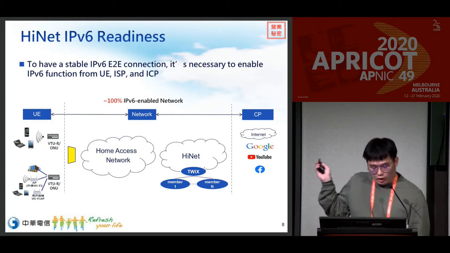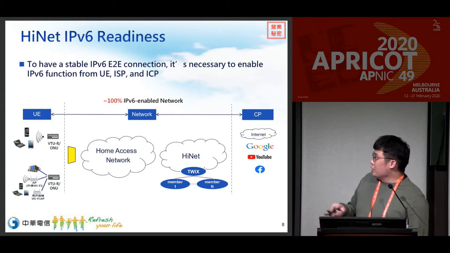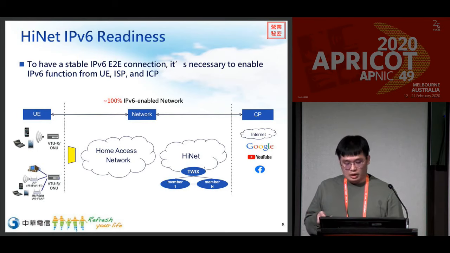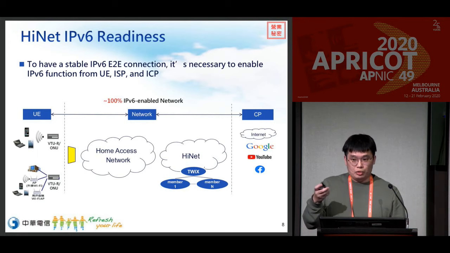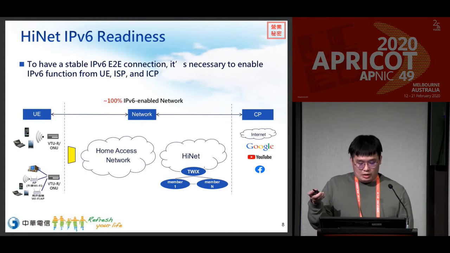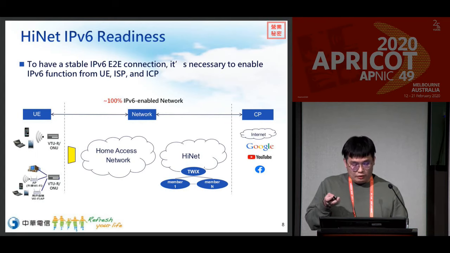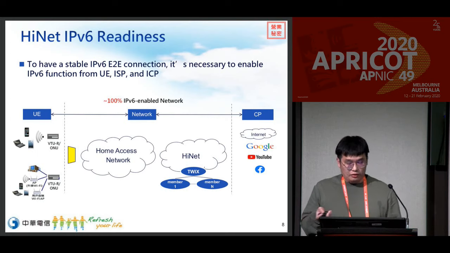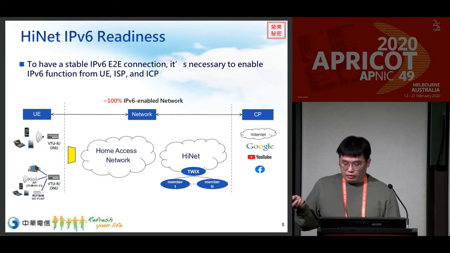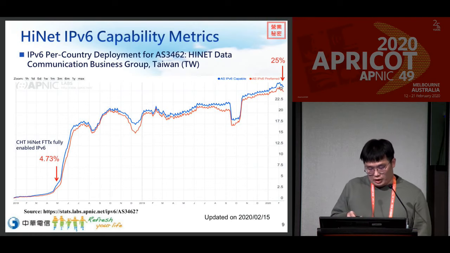And this one is our IPv6 readiness. That is to say, even if the network is 100% IPv6 enabled, it's not enough for the users. Users have to get a V6 connection end-to-end from the UE to the CP, the content providers. Right now, we find only 25% V6 capability for this kind.